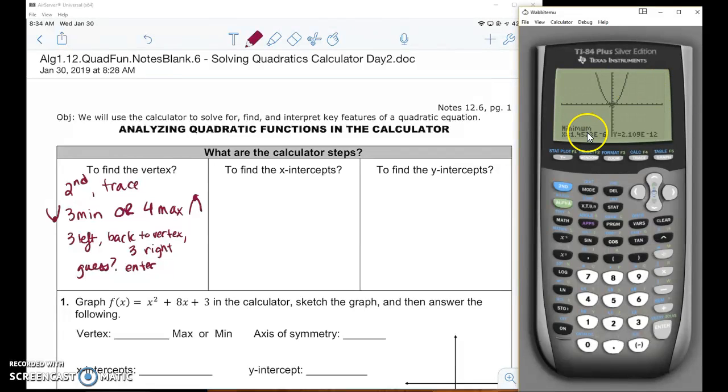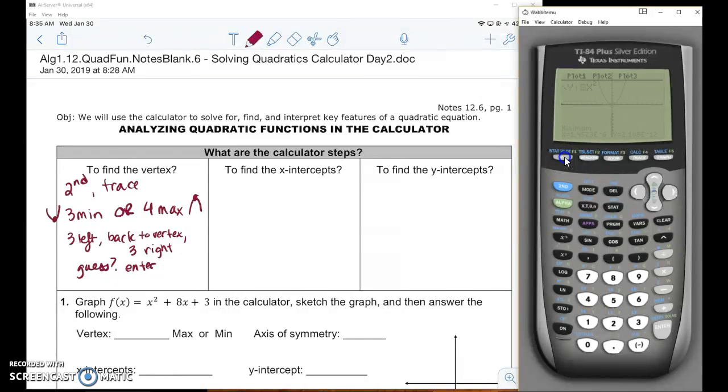Now notice in my calculator that it has this e to the negative 6 and e to the negative 12. That just means that this x and y value are a really small number, or that they are effectively 0. So on this particular quadratic function, this parabola, my vertex would be 0.